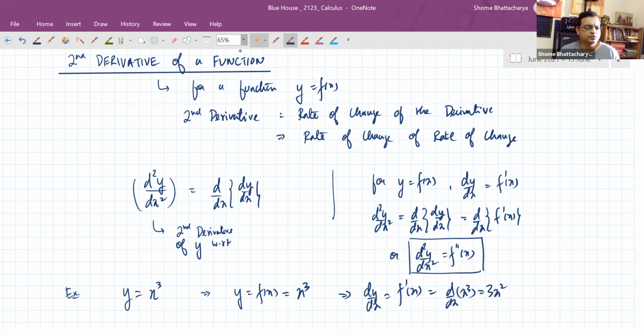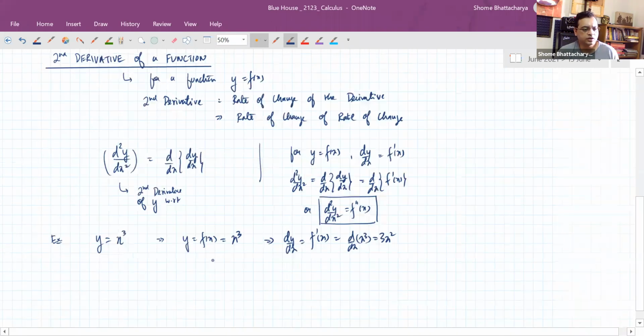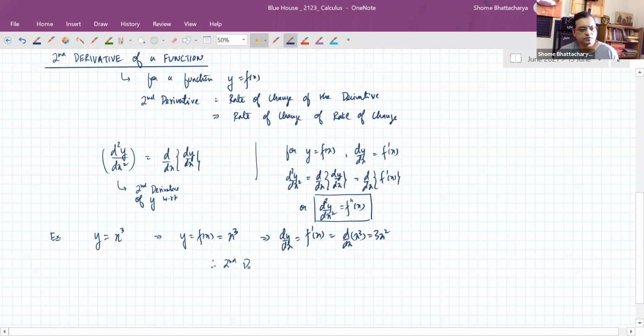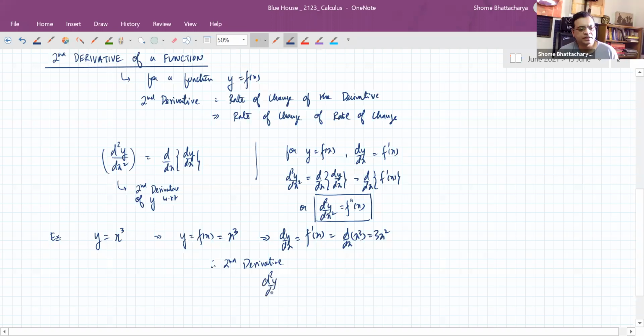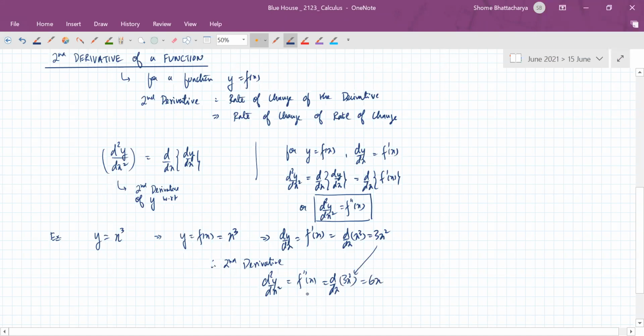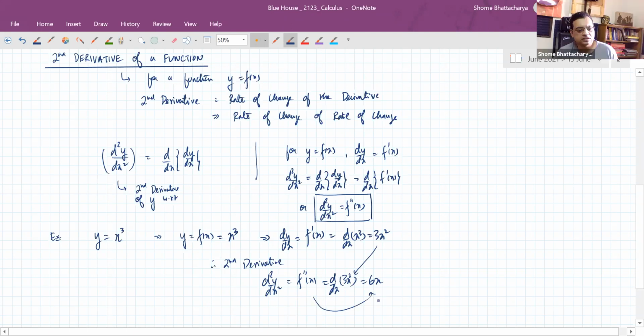Now what about the second derivative of this function? It will be differentiation of differentiation. So the second derivative is called d2y by dx square, or in short form we write it as f double prime x. That is going to be the derivative of f prime x. So that is 3x square's derivative, which becomes 6x. So we say that 6x is the second derivative for the function y is equal to x cube. So it is the rate of change of rate of change.